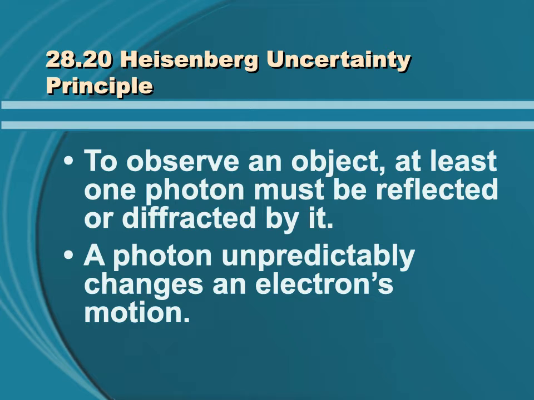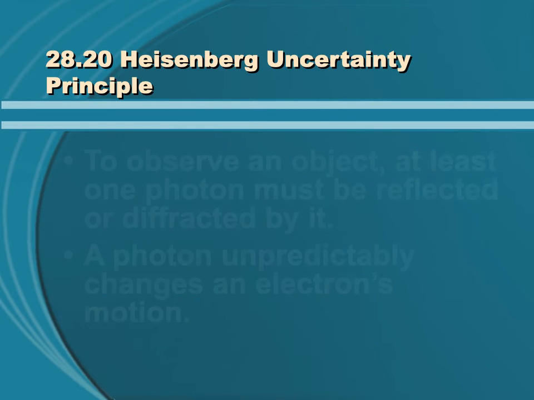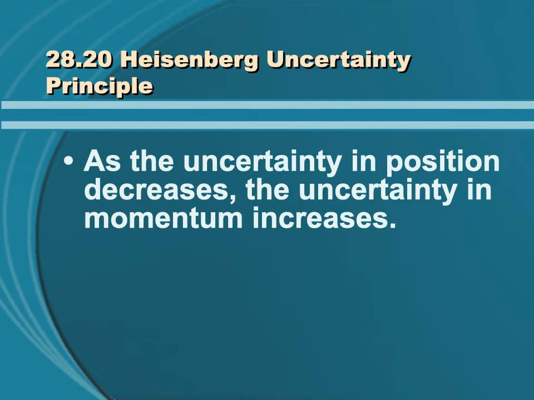Now, it doesn't matter with large objects because photons bouncing off a car don't move the car very much. But a photon bouncing off an electron can have a serious implication. And so as uncertainty in position decreases, the uncertainty in momentum increases. In other words, if you know where an object is, you do not know how fast it's going. If you know how fast it's going, you don't know where it is.